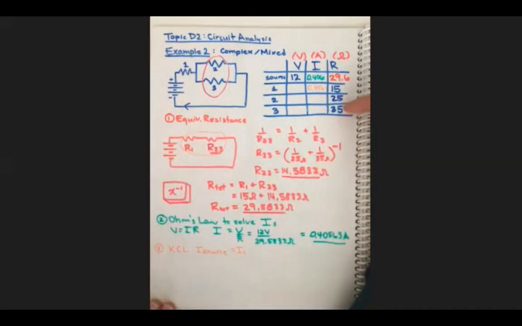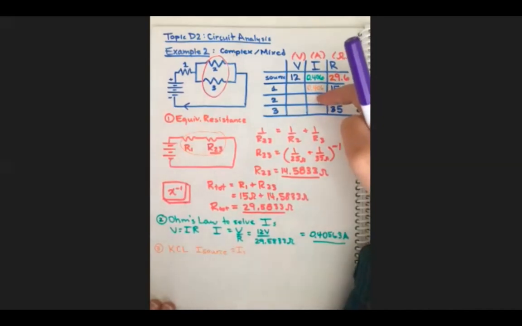That means that more current will go here. Maybe this is 0.3 and 0.1, or 0.35 and 0.05. So we don't know how it splits. We just know that they add up to 0.406. So that might be useful later, but we can determine possibilities of how it splits, but we can't determine exactly how it splits.